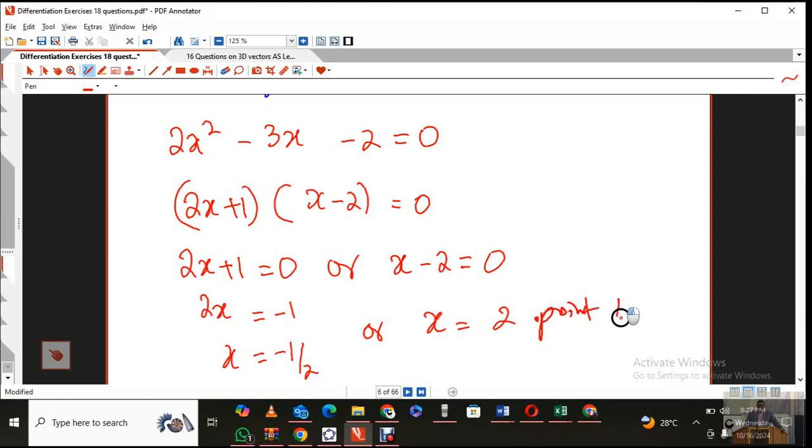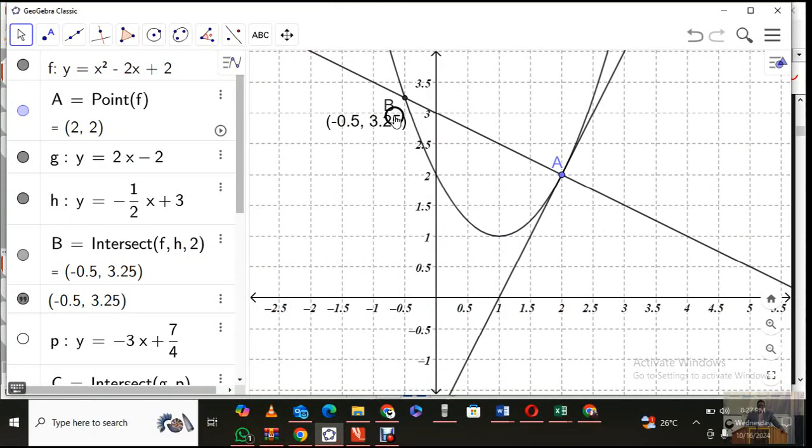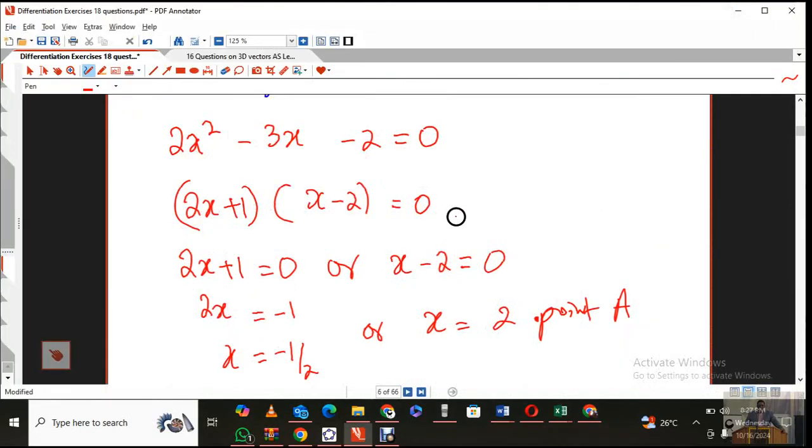Now we know this one already. This one was point A. So this is the value that we are looking for, the x value of our point B. As you can see from my graph, negative a half. So we now have to find the y value, 3.25 or 3 and 1 quarter. What we do is take this x value and either substitute it in the curve, because the curve passes there, or substitute it into the linear, the normal. So it's always better to do that.